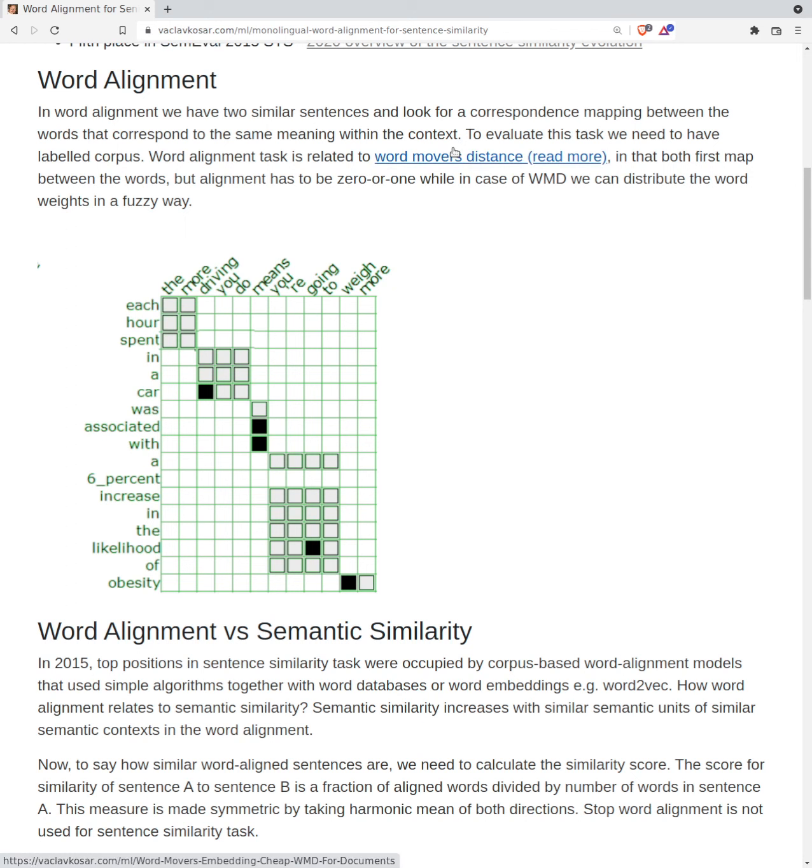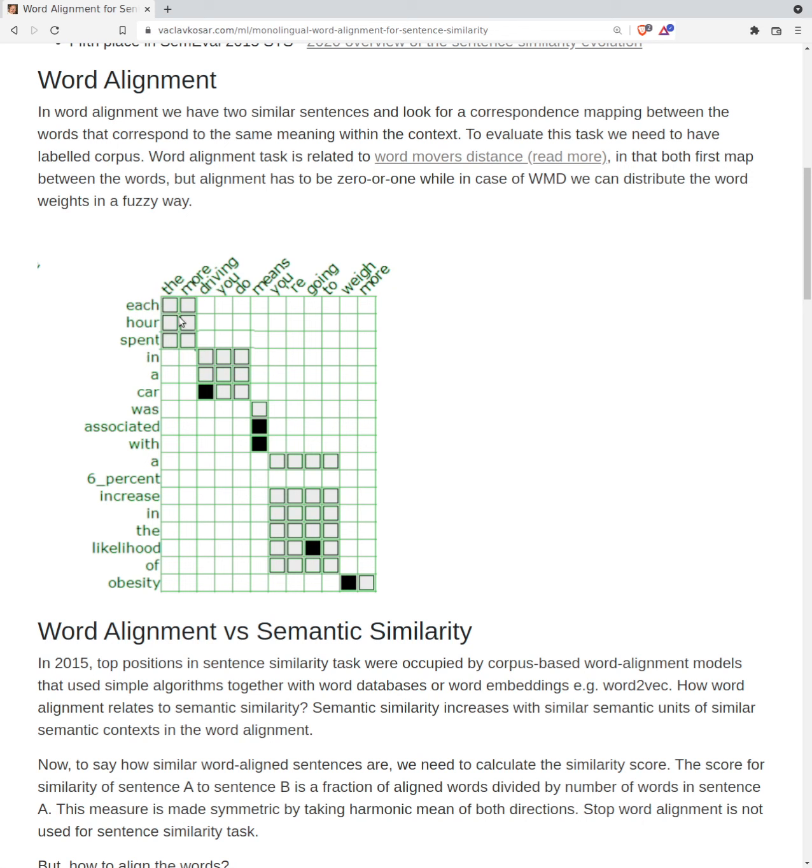So what is word alignment? In the word alignment task, we have two similar sentences, and we look for corresponding mappings between the words that correspond or say similar things, that have some similar meaning within the contexts. For example, in this sentence, we have "the more driving you do means you are going to weigh more," or "each hour you spend in a car was associated with a 6% increase in the likelihood of obesity." And so you can connect these words. For example, "the more" you can connect to "each hour spent."